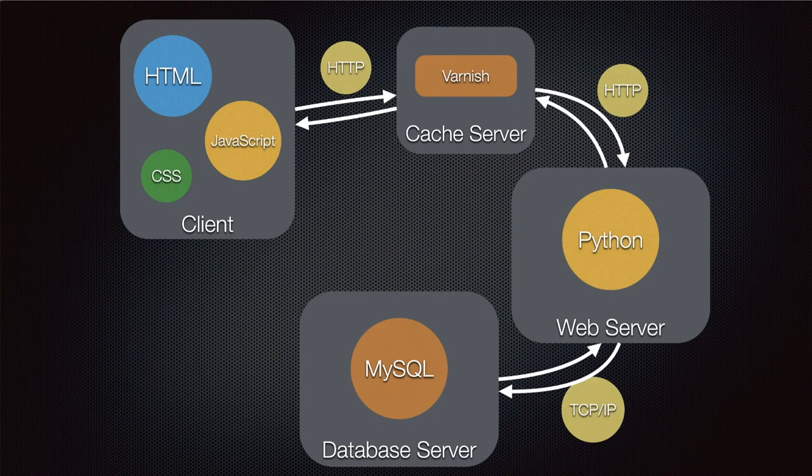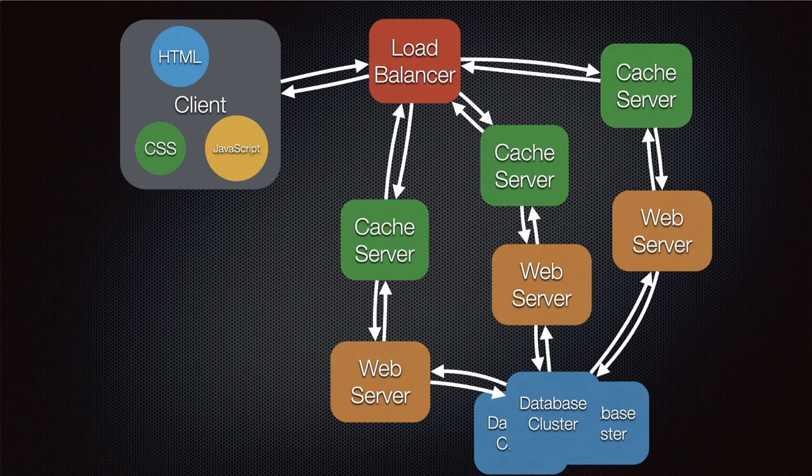And this idea of things communicating over HTTP can be extended to a lot of different layers. You've got your client talking to a caching server, for example, so that you don't have to hit your database and your web server quite as heavily. If you've got a really heavily trafficked website, you may have load balancers that take that HTTP traffic and distribute it between a bunch of different cache servers that are all in front of a bunch of different web servers that are all talking to a big database cluster.